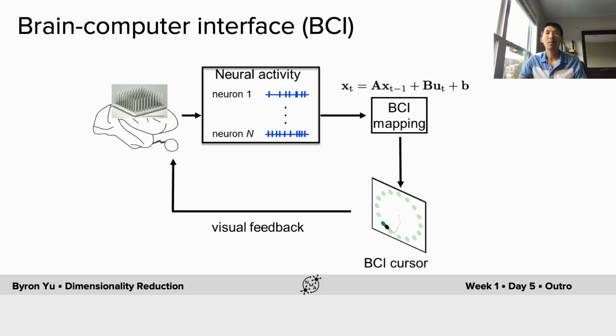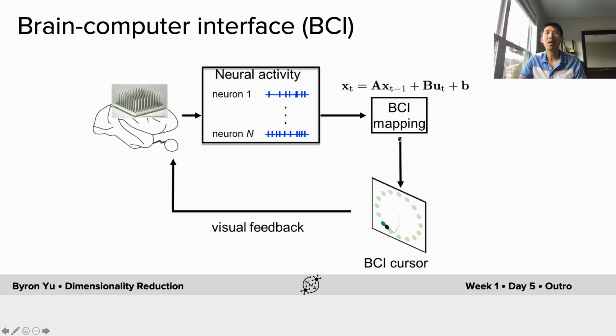So what we propose is to use a brain-computer interface to simplify matters. A brain-computer interface is a system in which we can record neural activity from a population of neurons, and then translate that activity using a BCI mapping into movements of a cursor on a computer screen.